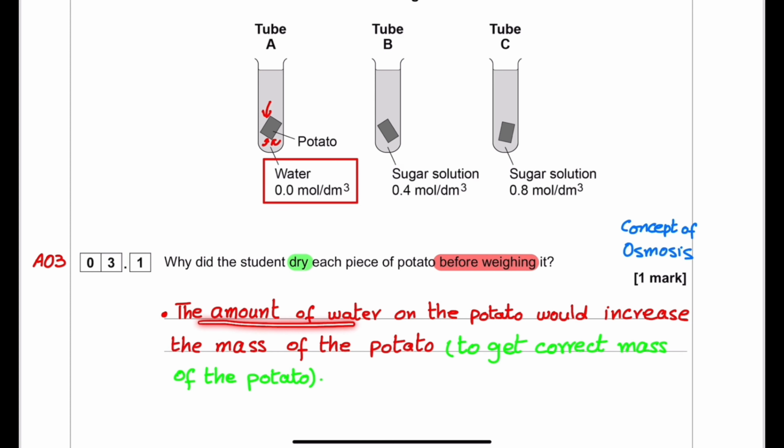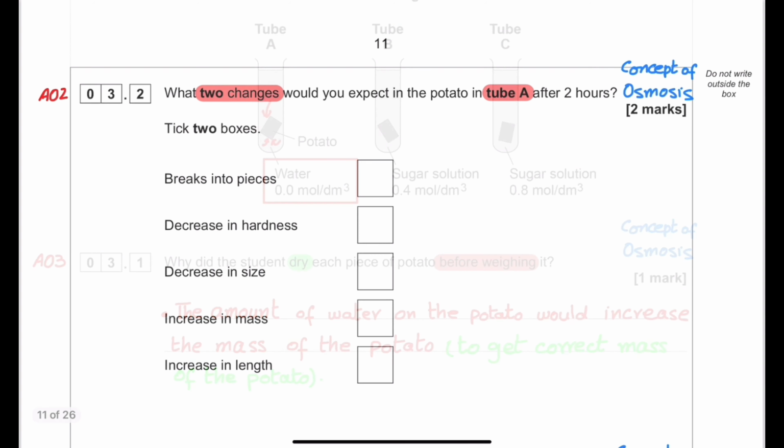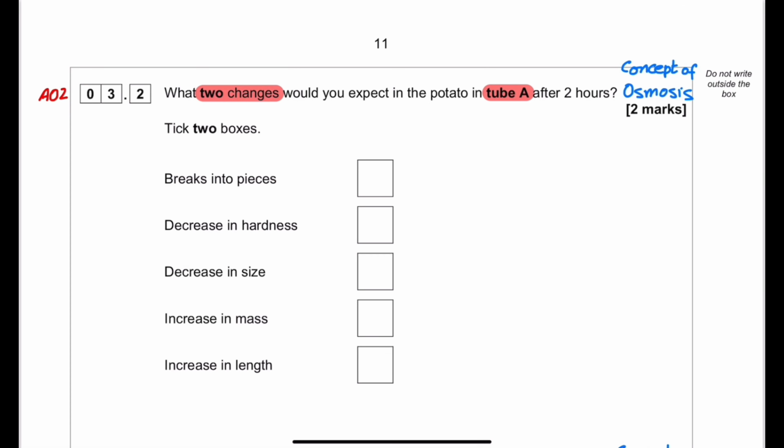The amount of water on the potato would increase the mass of the potato. To get the correct mass of the potato, the students need to use point number 7. The second part of the same question 3 is an AO2 question. The students need to apply the knowledge. What 2 changes would you expect in the potato in tube A after 2 hours? Again, the student must have the knowledge of osmosis.